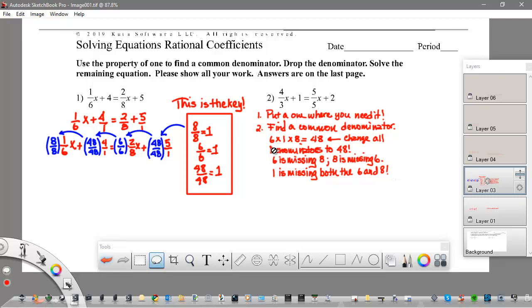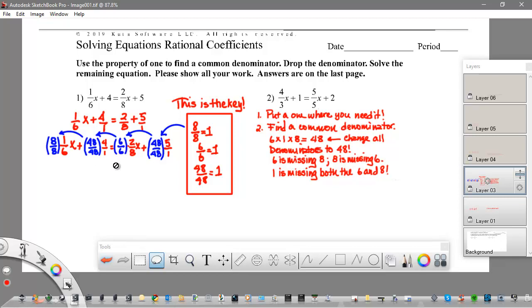If you take a look at the 6, we know 6 times 8 is 48, so the 6 is missing an 8. I'm going to multiply this 1 over 6 by 8 over 8, and what I end up getting is 8 over 48, but it's still the same as 1/6. Now the 4 has a 1 as a denominator, so to get 48 on the bottom, I have to do 48 times 1, and do it to the top and the bottom. 1 times 4 is still 4, but I'm using 1 as 48 over 48.